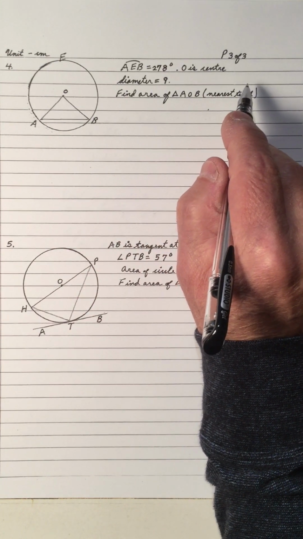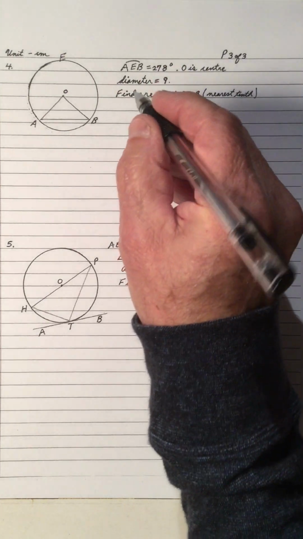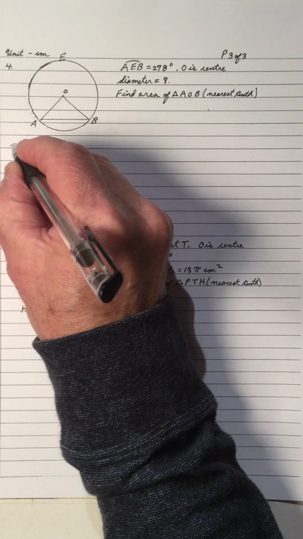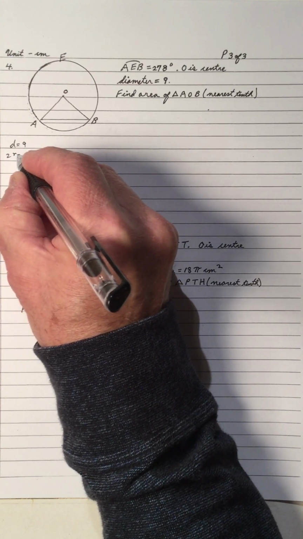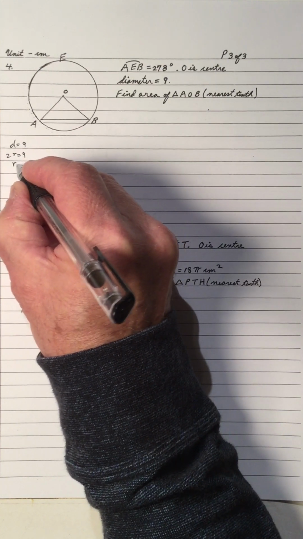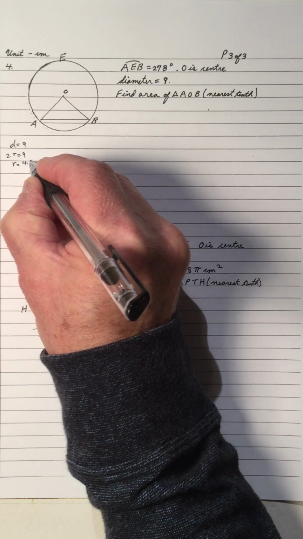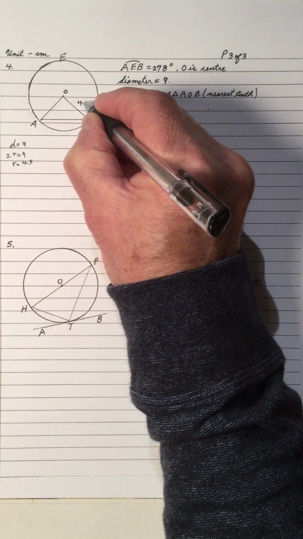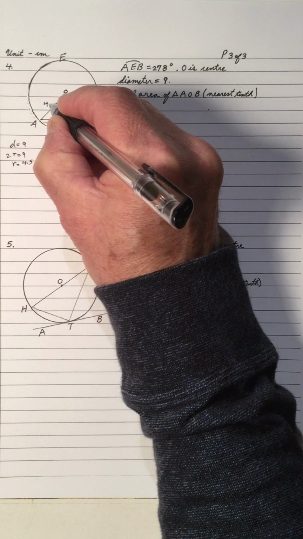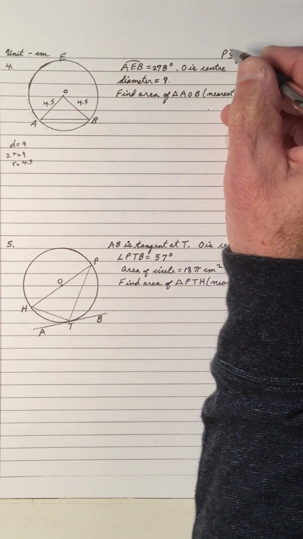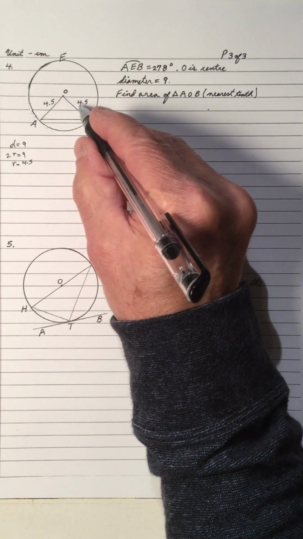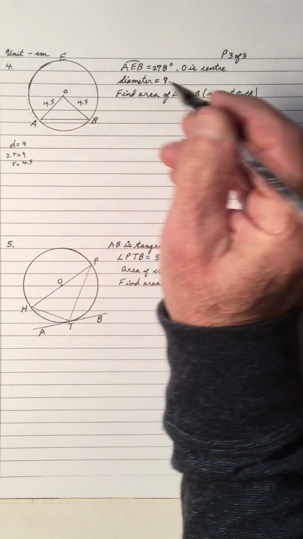Again, we have a triangle. Let's see what we have. We have a diameter is 9. So twice the radius is the diameter. So that means the radius is a half of that, which is 4.5. So we got a 4.5 and a 4.5. And again, the units are in centimeters. So notice now we have two sides. We need this included angle.